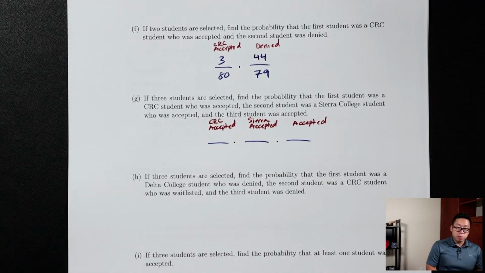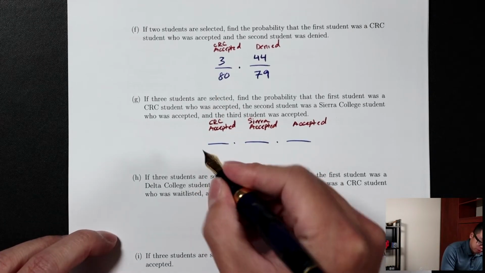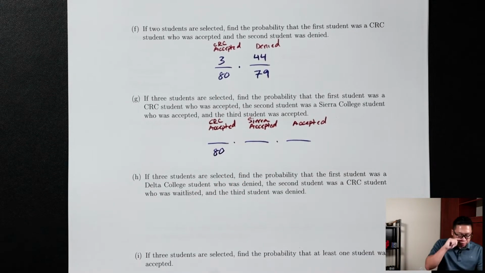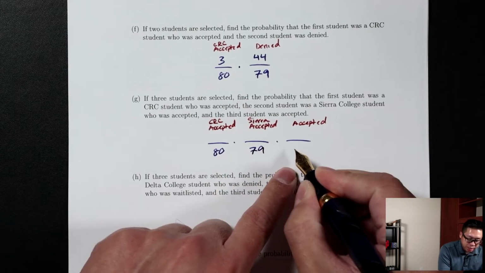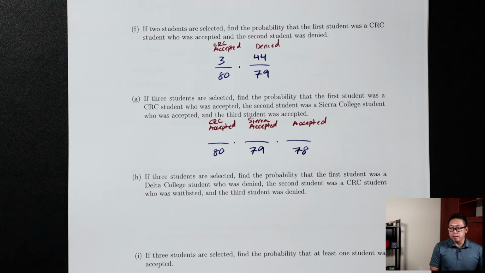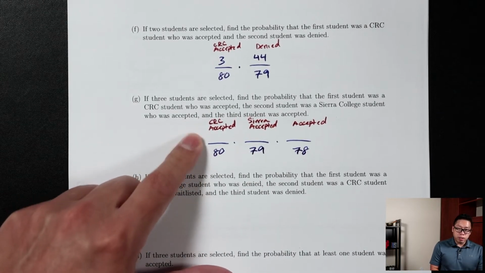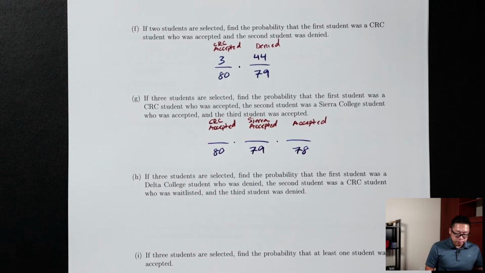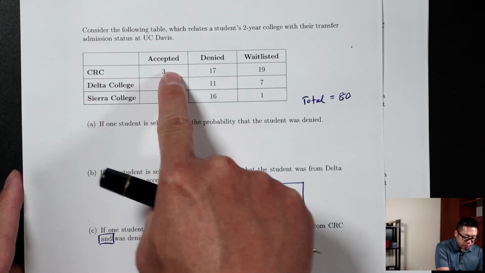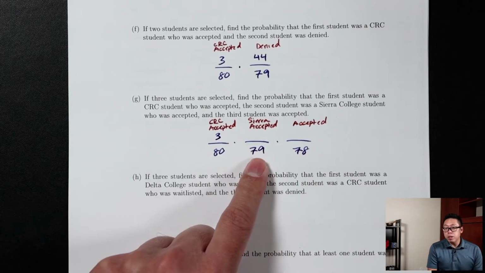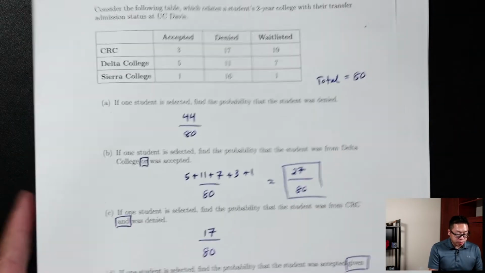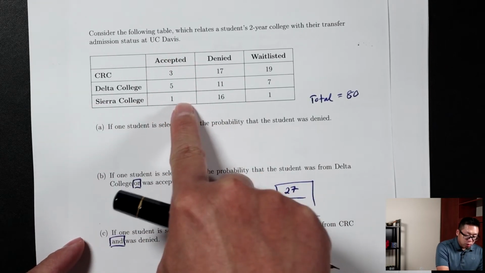First fraction, the bottom should be everybody, which should be the same as before, 80. And then let's go ahead and fill in the bottom for the rest of them. Because we don't want to use the same student twice, for the next fraction we should be down to 79 and then down to 78. Okay, so now for the tops. First student here, CRC accepted. How many are there? CRC accepted, 3. Second student, Sierra accepted. Sierra accepted would be 1.